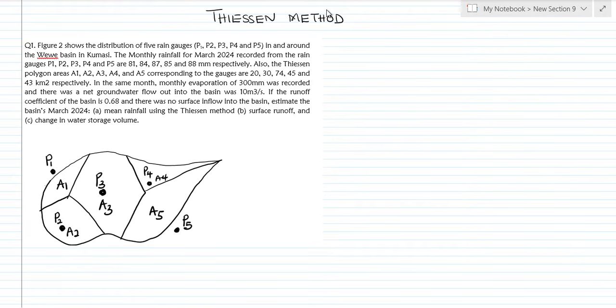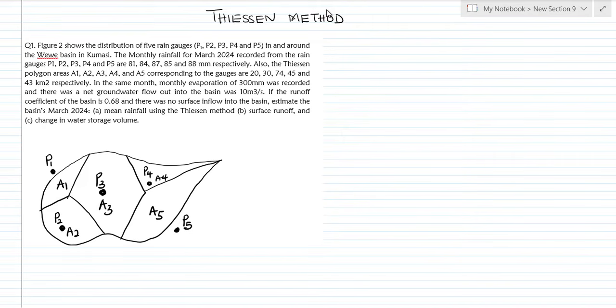Now let's go into the question. Figure 2 shows the distribution of 5 rain gauges in and around the Wiwi Basin in Kumasi. The monthly rainfall for March 2024 recorded from the rain gauges P1, P2, P3, P4, and P5 are 81, 84, 87, 85, and 88 millimeters respectively. Also, the Thiessen polygon areas A1, A2, A3, A4, and A5 corresponding to the gauges are 20, 30, 74, 45, and 43 kilometers squared respectively.